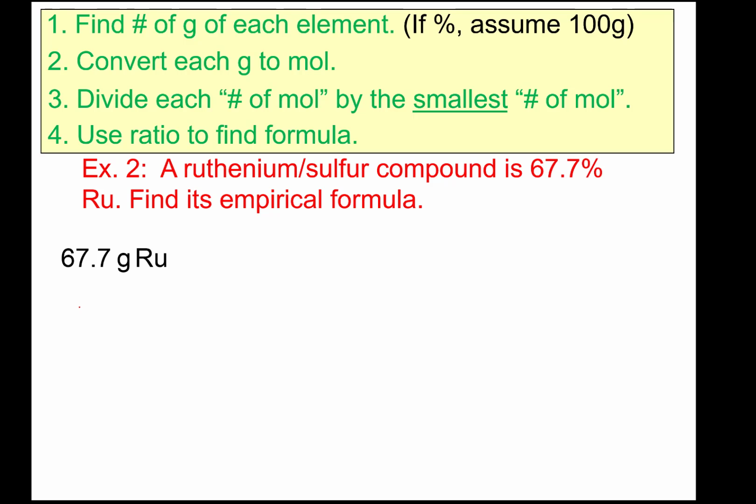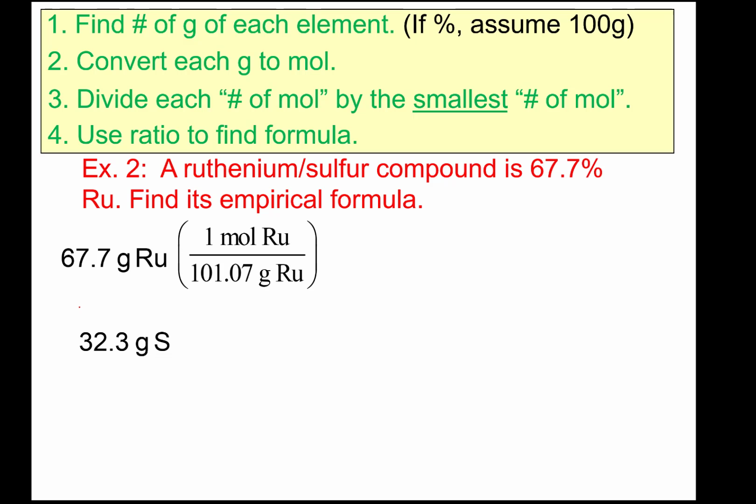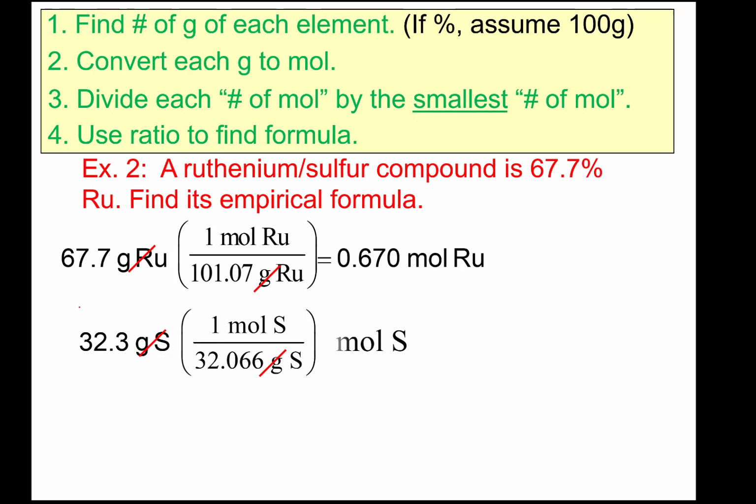So ruthenium has 67.7 grams. Sulfur is 32.3 grams. Percent to mass, so we just did step 1. Mass to mole, so we divide each one by the molar mass. Show all these steps. Again, we go to 3 decimal places. I would go to 4 when you do this. Divide by the smallest number, which is 0.67.